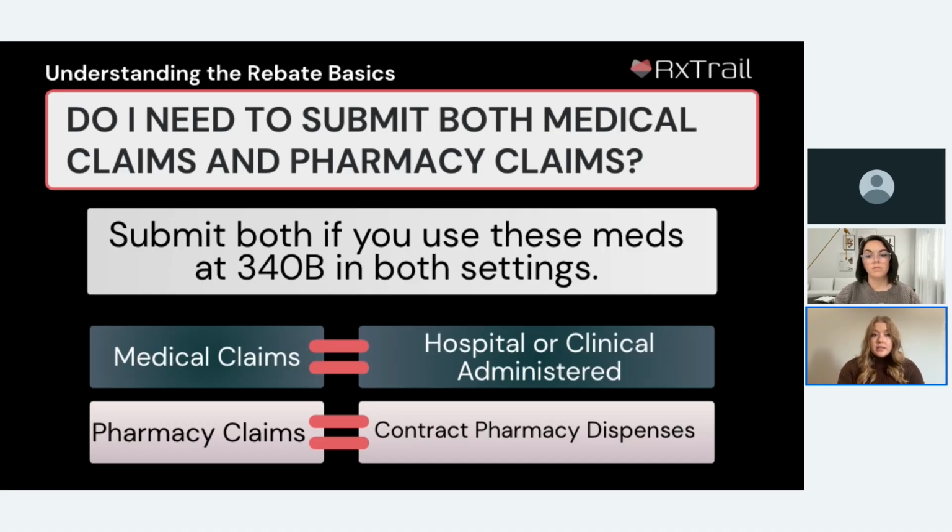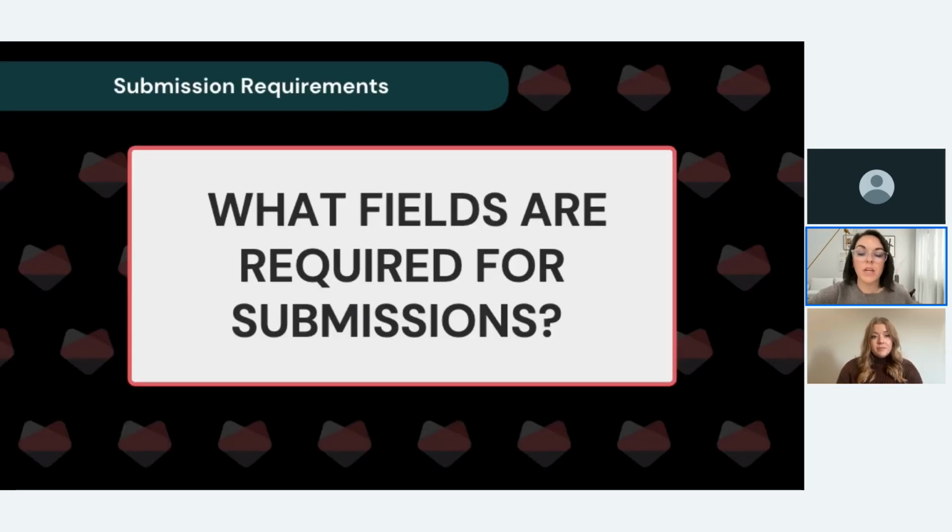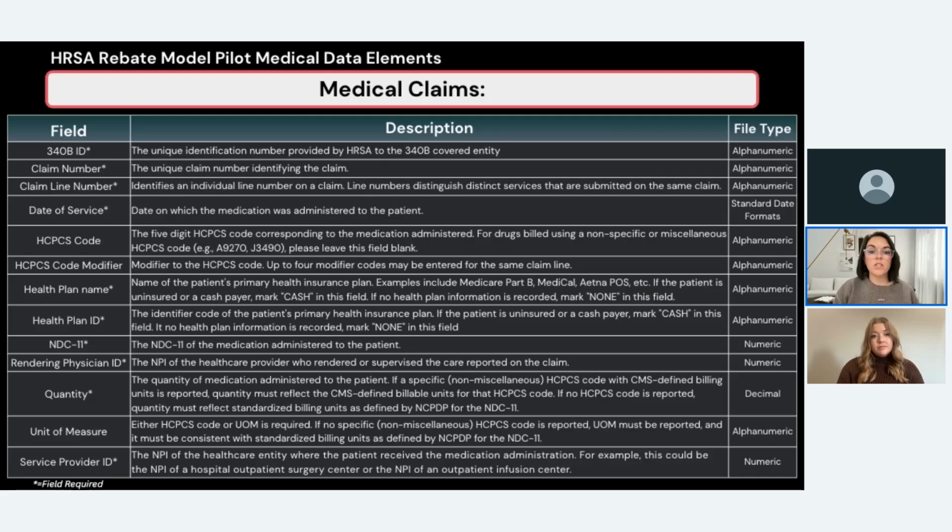The data requirements for each of these types of claims are just slightly different, which we're going to get into a little bit more in the coming slides. But overall, the general process that it'll move through for validation and rebates is pretty much the same between medical and pharmacy. And I wanted to just point out quickly, we put contract pharmacy dispenses on this slide. Obviously, if you have an in-house pharmacy, that's going to fall under these pharmacy claims as well. So what fields are required for submissions?